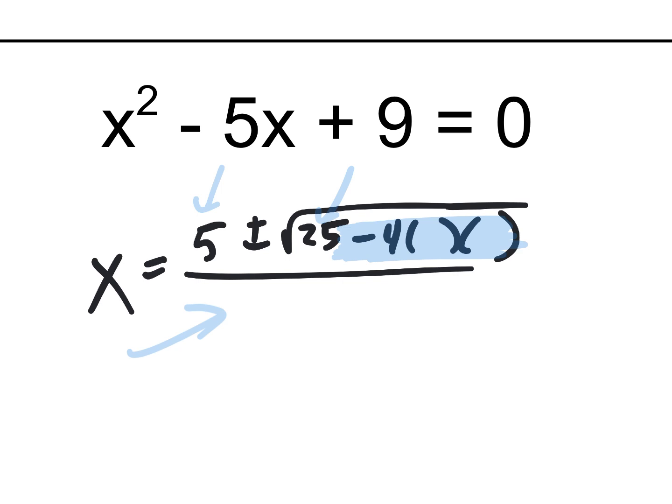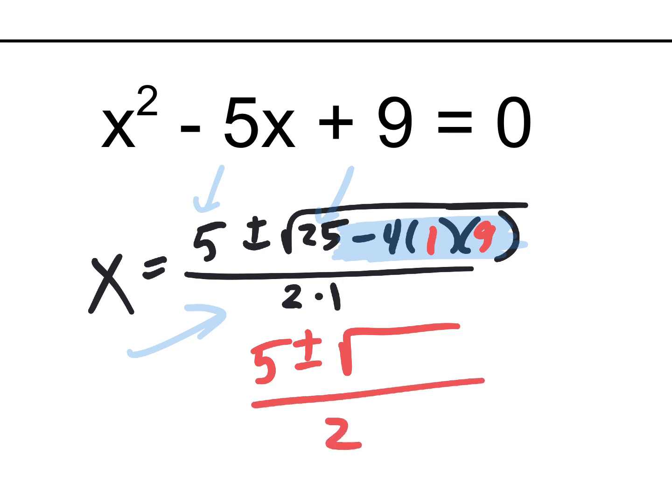Okay? So a is 1 and c is 9. Now what? Is it plus 36 or minus 36? Minus 36. 5 plus or minus the square root of, I have no idea what 25 minus 36 is. Somebody help me out. Minus 11. Negative 11. Very good. And it's all over 2a, which is 2 times 1. So this is all over 2. And this was negative 11.